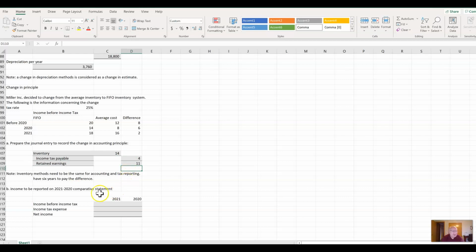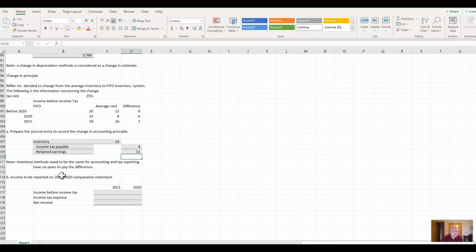Okay. And then I have a note: inventory methods have to be the same for accounting and tax reporting. And you have 6 years to pay the difference. So we'd have up to 6 years to pay this $4 million. But the new laws state that inventory methods for accounting purposes and tax purposes are the same.